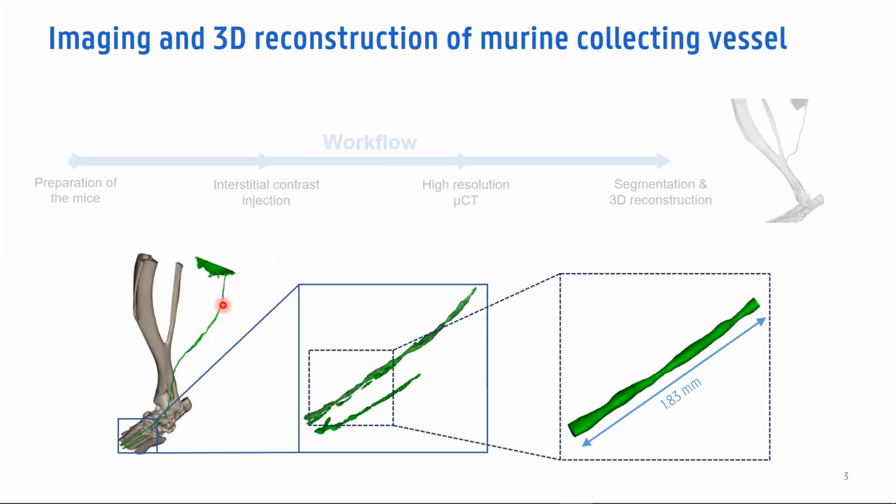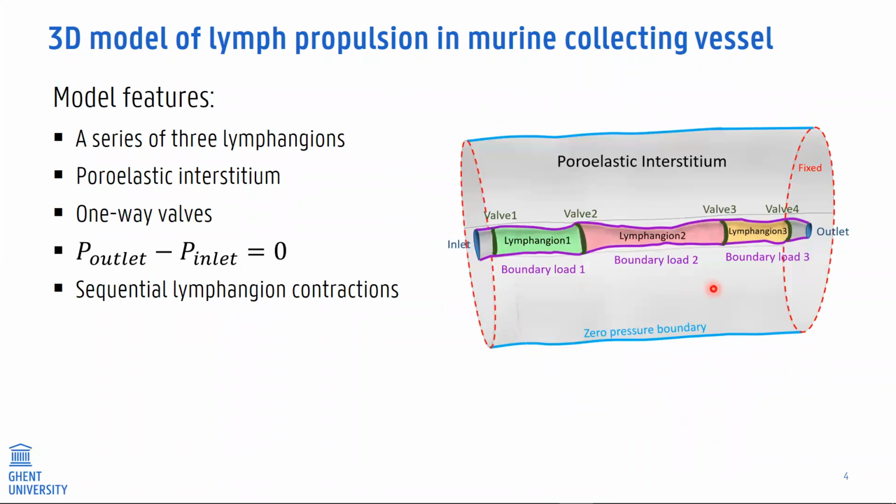We then take a segment of the vessel, and to give you an idea of the dimensions of the model we'll be working with, the total length of this vessel is 2 millimeters, with its diameters ranging between 50 to 130 micrometers. This small collecting vessel segment is made up of 3 lymphangions in series, and the collecting vessel is placed in a poroelastic interstitium.